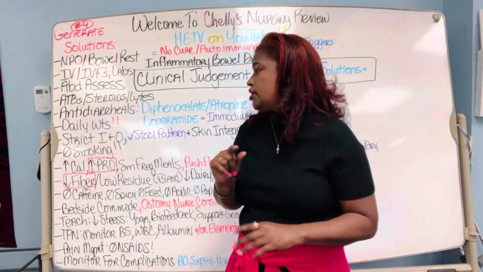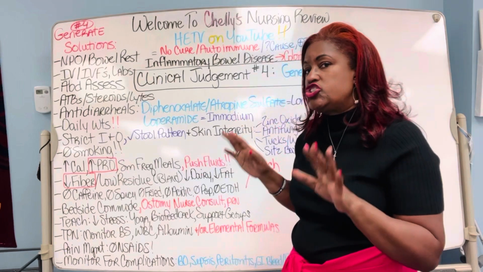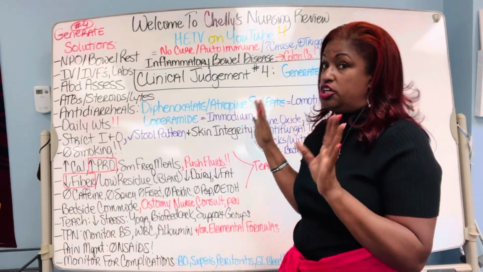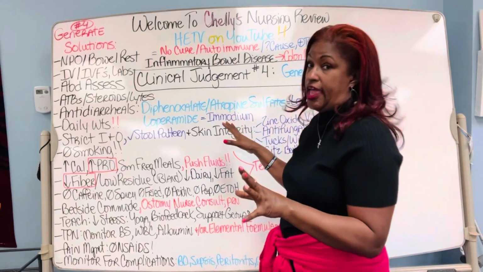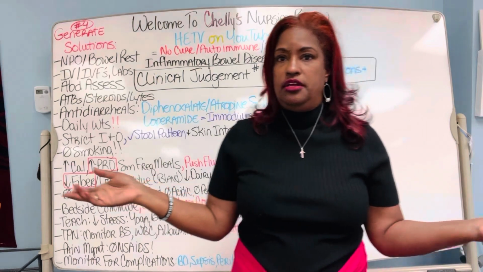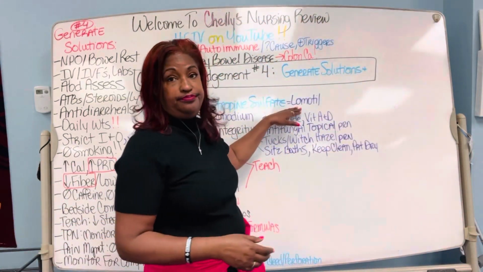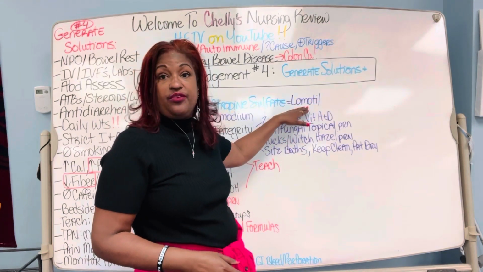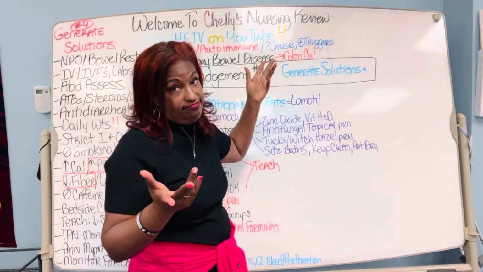Antidiarrheals. These are important. And look what I did, because they're hard to understand. People don't know what these words are. You get these on a test and you're looking confused. So let's just look at it together. Diphenoxylate atropine sulfate. What the hell is that? That is Lomotil. And it's a controlled substance, so you normally have to count this when you take it out of the Pyxis. Just saying.